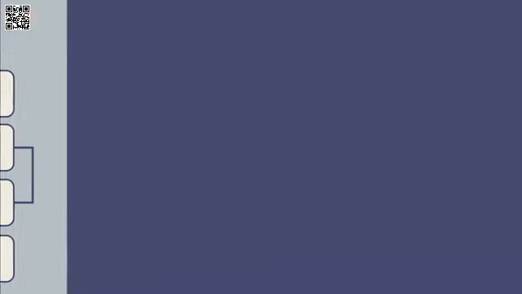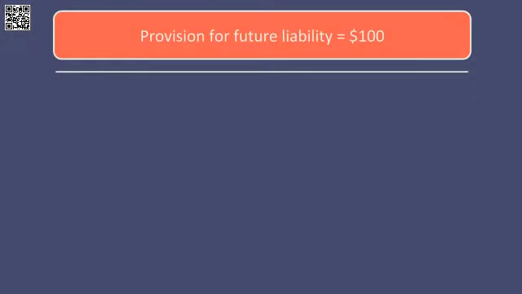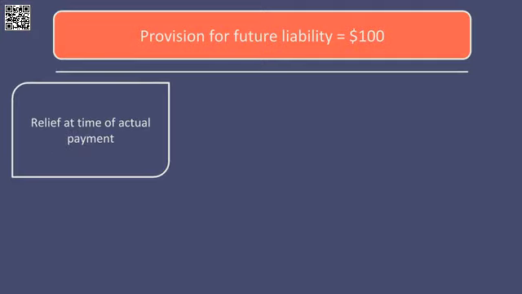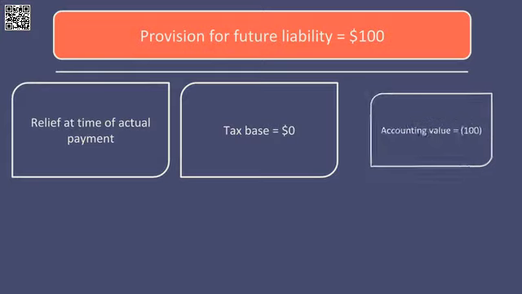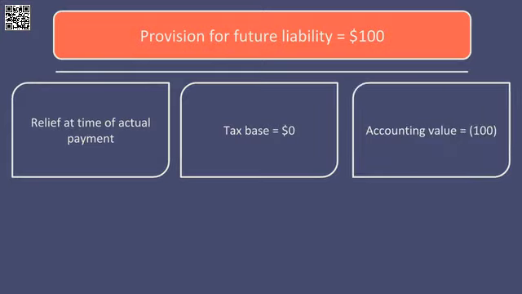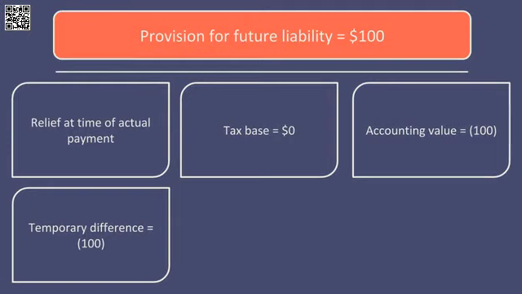The same concept applies, of course, to liabilities. Imagine establishing a provision for a future liability of 100. Tax relief will not be granted on this now, but in the future when the actual costs are paid. Therefore, the tax base would be 0, as of the accounting carrying value of negative 100, the taxman is not interested in any of it now.